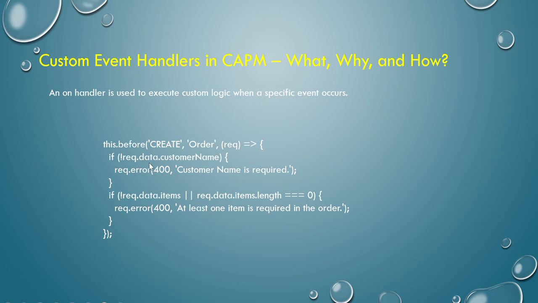Here I'm maintaining the condition: request.data.customer name. If this data should not be blank, then proceed; if it is blank, then I will raise an error message, customer name is required. In other cases, if you want to maintain more error validations like that, the else case will handle it. That's how we need to perform before, on, and after.